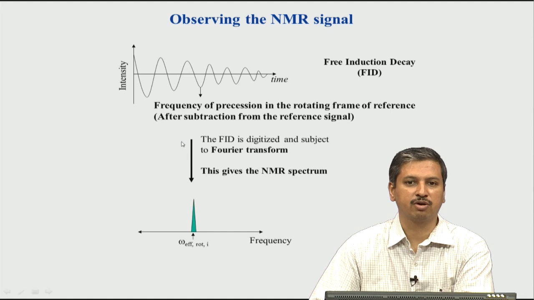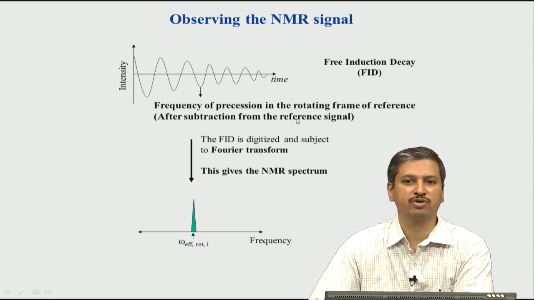Now let us come back to this FID. Once I subtract, this is what is written here: the frequency of precession in the rotating frame of reference is the signal subtracted from the reference signal. After subtracting, you will get a remaining oscillation. This oscillation, after subtraction, is because of this chemical shift, and it is slightly different from the reference signal.